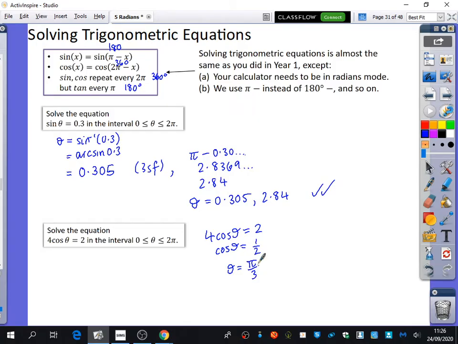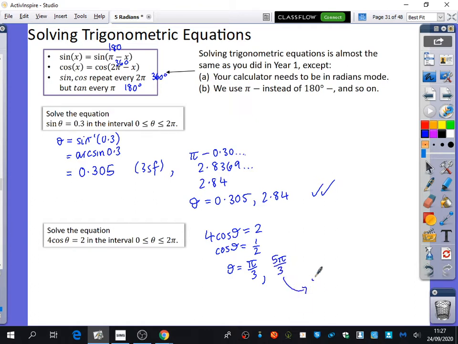You'll notice this time, because I can give it as an exact value, I am giving it as an exact value. Here it's a decimal, I can't do anything about that, but if you can give it as an exact value, you should and must give it as an exact value. Now, the second value is found for cosine by doing 2 pi minus the one that the calculator or your brain gave you. Now, you can do this without a calculator, so you need to do 2 minus a third. What is 2 minus a third in thirds? 5 over 3. So it is 5 pi over 3.